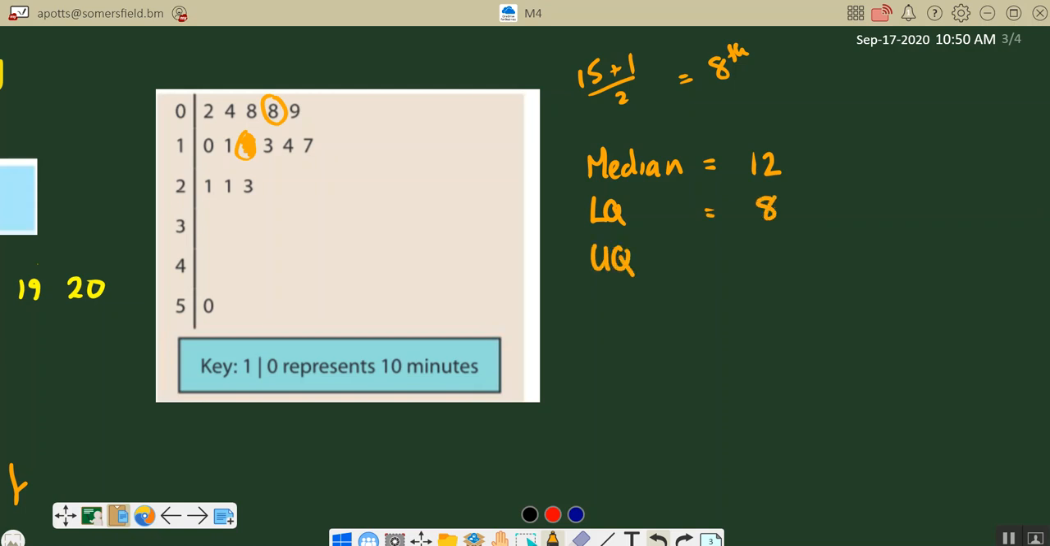Upper quartile, there are seven numbers, so count back 1, 2, 3, 4, so it's this one. Three numbers above, three numbers below, so it's 21. The interquartile range is 21 subtract 8, which is 13.